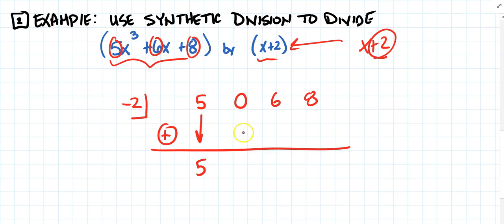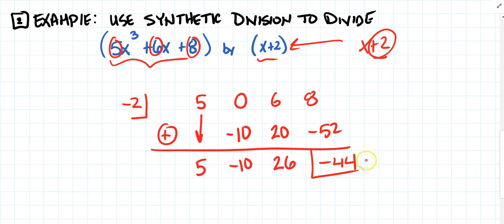Okay, 5 times negative 2 is worth negative 10. 0 plus negative 10 is just worth negative 10. Negative 10 times a negative 2 is a positive 20. Adding vertically, I get 26. If I take 26 and I multiply it by negative 2, we get a negative 52. And then we're going to add vertically. So we're going to take 8 and subtract 52. And we're going to come up with negative 44.